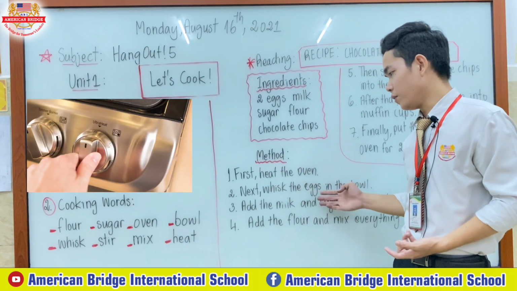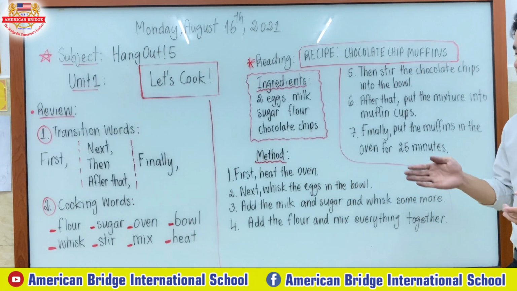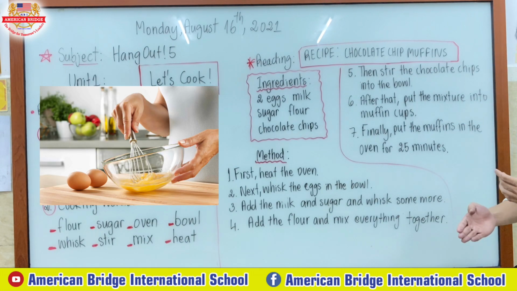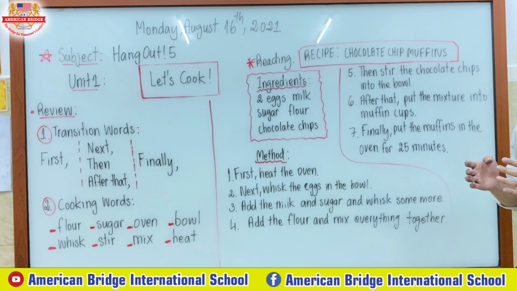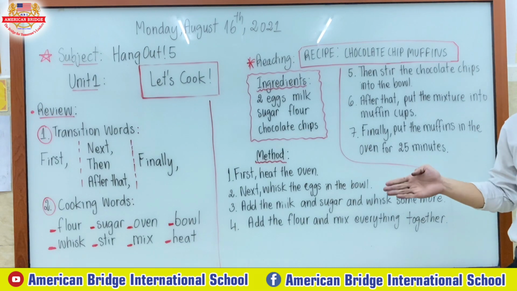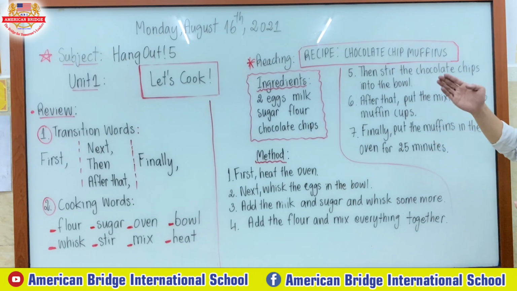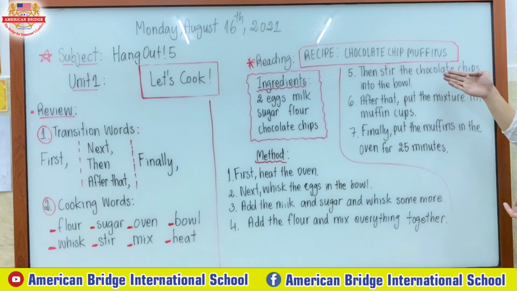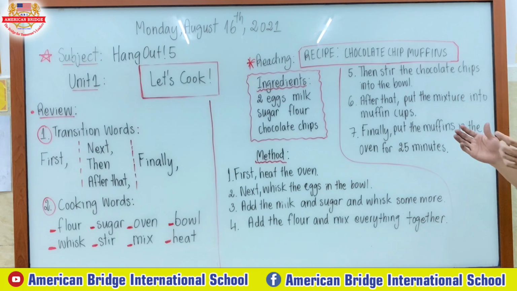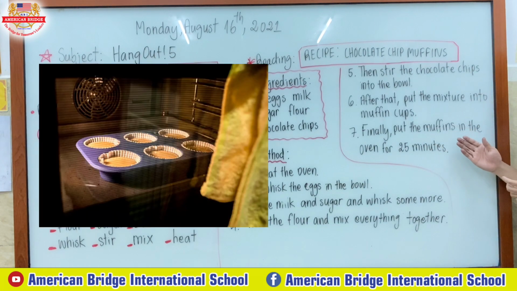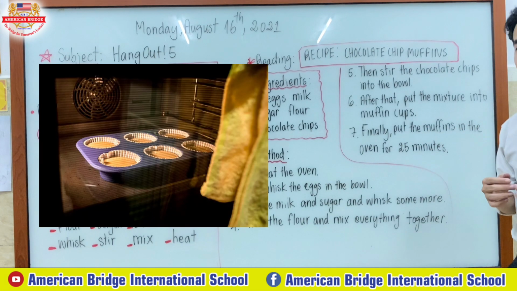1. First, heat the oven. 2. Next, whisk the eggs in the bowl. 3. Add the milk and sugar and whisk some more. 4. Add the flour and mix everything together. 5. Then stir the chocolate chips into the bowl. 6. After that, put the mixture into muffin cups. 7. Finally, put the muffins in the oven for 25 minutes.